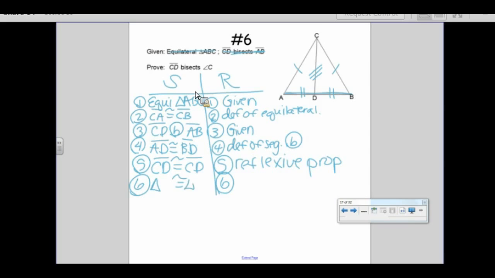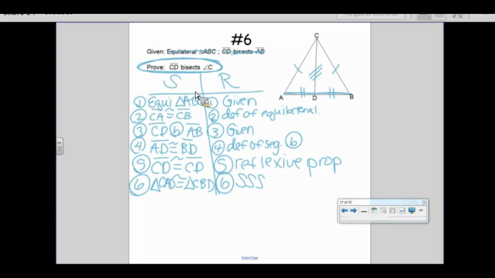Students were like, well, how do you know to write that next? Well, I write it when I have enough information. I'll do CAD and CBD. Your order might be different. And what's the reason? Side, side, side. Now, this is a different proof than we've ever seen. So we still have 2 steps to go, actually.